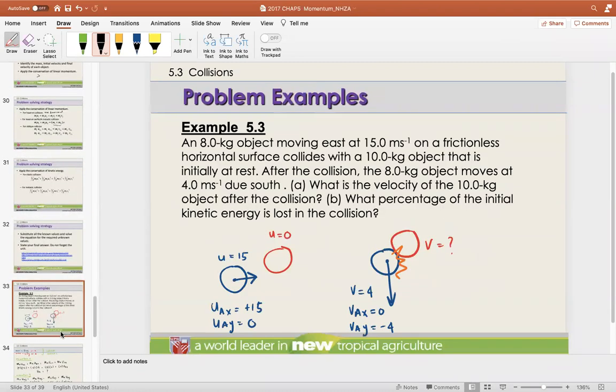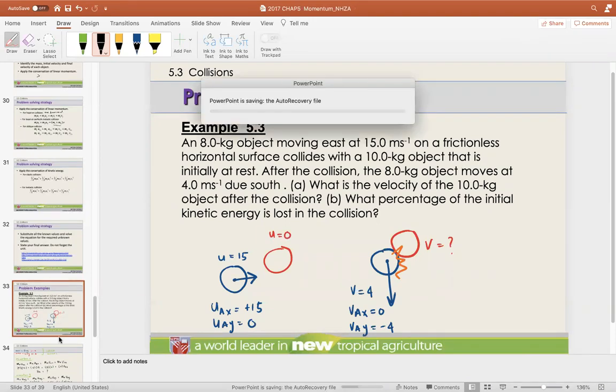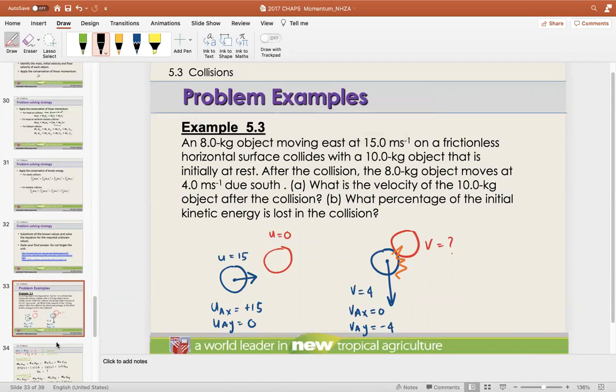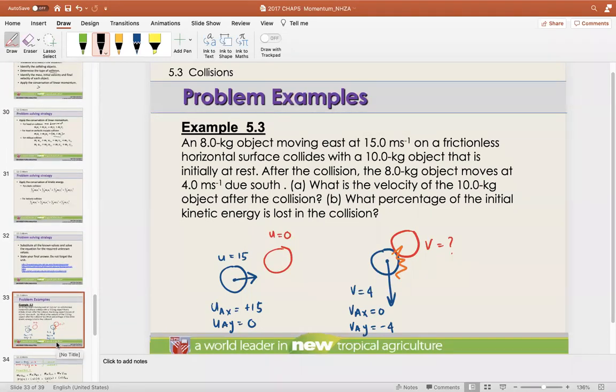Okay, let's do this one. Example 5.3. An 8 kilogram object moves east. I already drew this. This 8 kilogram object is labeled in blue. Let's assume this object is a ball. It moves east, which means to the right, at 15 meters per second on a frictionless horizontal surface, so we are ignoring friction, and collides with a 10 kilogram object.